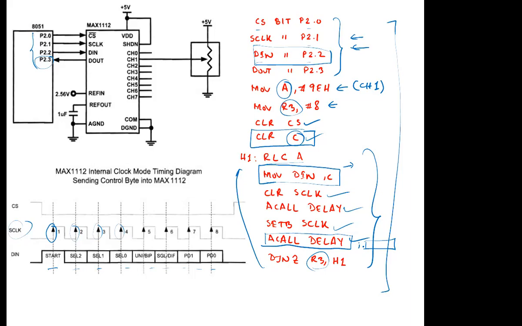One thing I forgot to discuss, I will discuss it now: the significance of this one. Why is it 2.56 volts? Sorry, I forgot to discuss that. I should have discussed this before I went to the code. Okay, anyway, let me discuss it now.